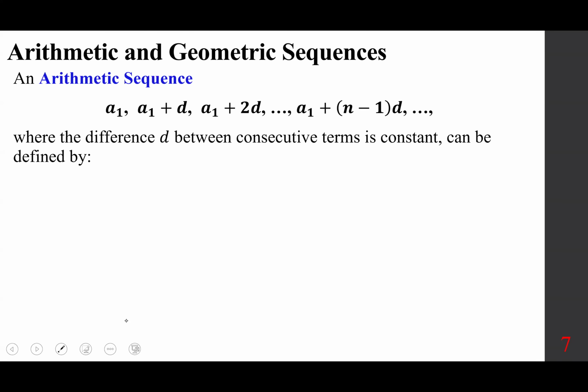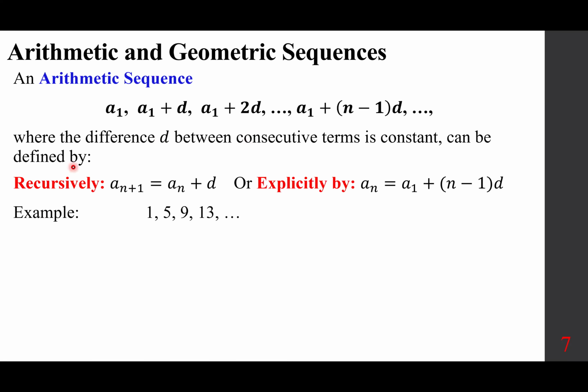We will discuss arithmetic and geometric sequences later on, but just to give you an idea, something that you have seen before, I want to remind you. So there's really not much to sequences. For example, an arithmetic sequence that we will discuss later on is in the form of a sub 1, a sub 1 plus d, a sub 1 plus 2d, and so forth. The difference d, or distance, between consecutive terms is constant, and can be defined by a sub n plus 1 is a sub n plus d. This is recursive. Or explicitly by a sub n equals a sub 1 plus n minus 1 times d.